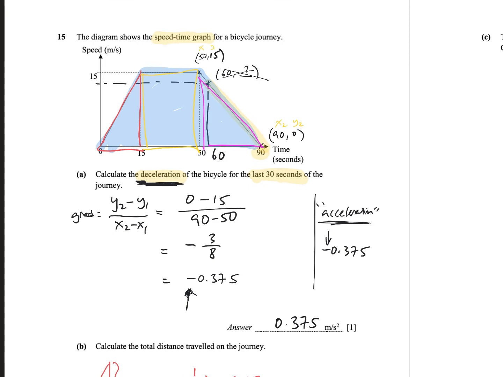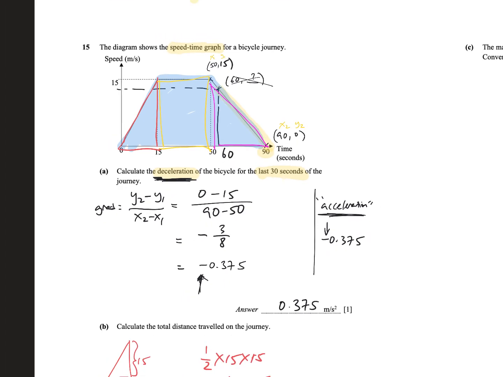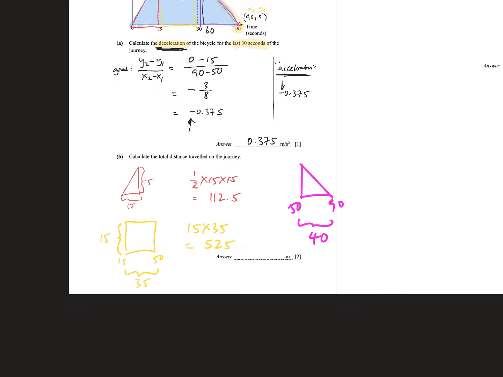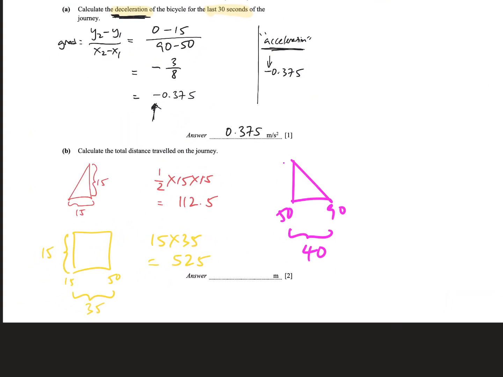And now let's do the pink section. The pink section looks like this, where it's 50 here and 90 here. So this distance is basically 90 minus 50, which is 40. And the height is 15. And so the area is half times base times height. And this gives me 300.